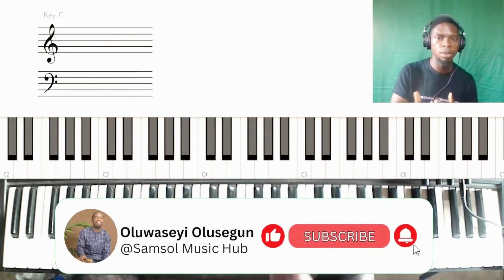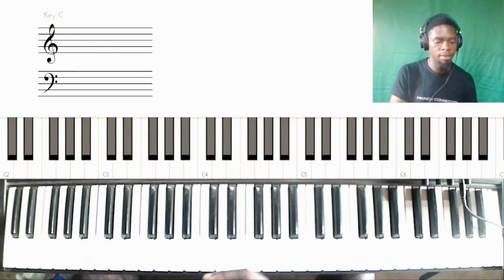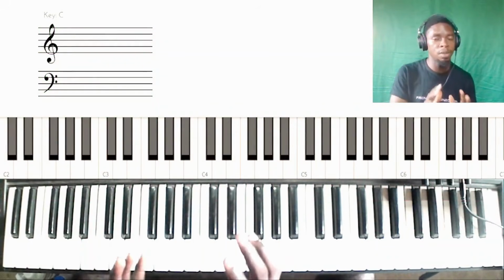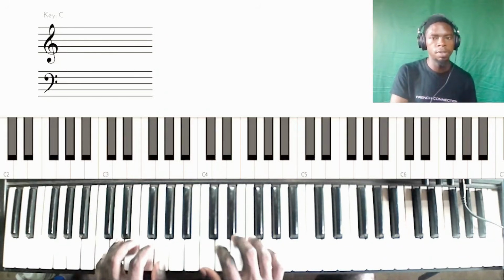Now let us map out the chords that are available for us to use on the C Mixolydian. The C Mixolydian falls under the major type category, so this sound is going to be happy, resolved, and reasonably bright. So the first is the C major.